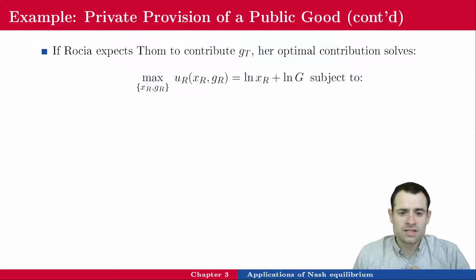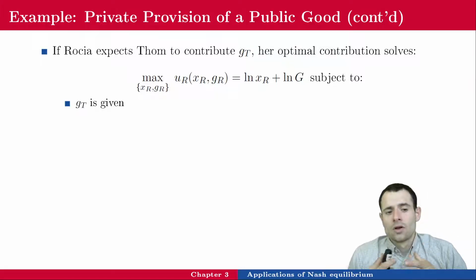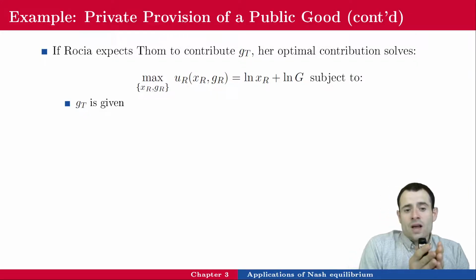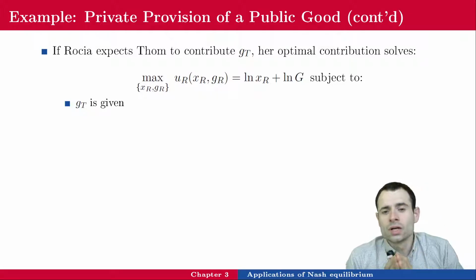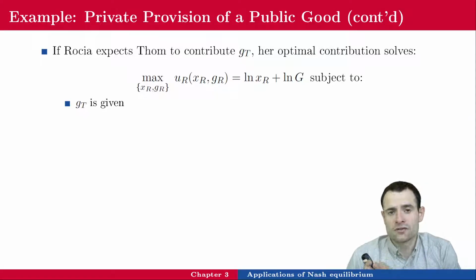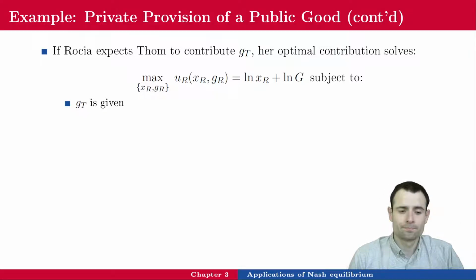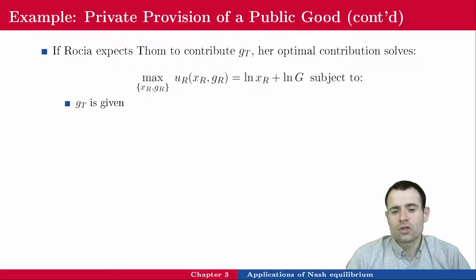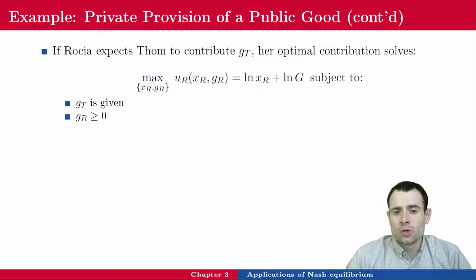Her utility is log of XR plus log of G, subject to, and we're going to have a couple of constraints to take into account. The first one is that Rosia is going to take GT as a constant, the same way firm 1 took the quantity of firm 2 or the price of firm 2 as a constant in the two previous models. The second constraint is kind of obvious, but it is that the contribution should be positive or zero. It cannot be negative.